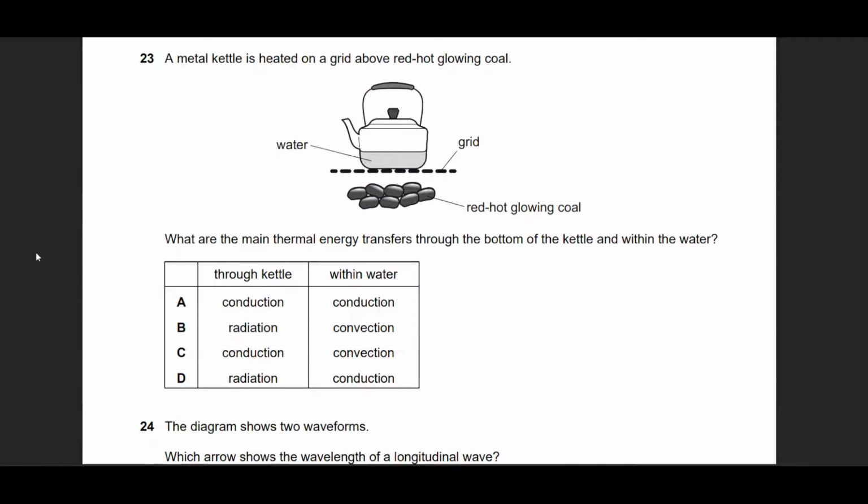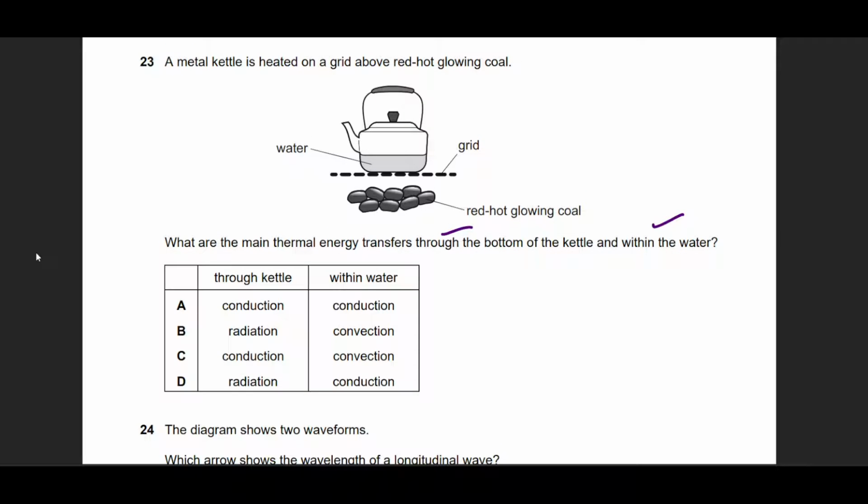Okay. Question number 23. Metal is heated. Thermal energy transfers to the bottom of the kettle and within the water. Now through the kettle, if you're dealing with a solid object, it has to do with conduction, right? The metal base is a solid. This grid is a solid. And the grid is being heated by the radiation. The grid is then heating, or is in contact with, the metal base. The metal base is then being heated up. So this is conduction. It would have been A or C.